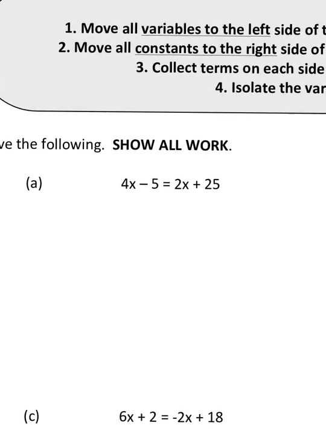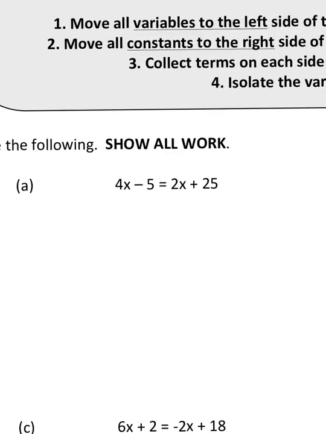So let's try this first one here. I want to get my variables to the left and my constants to the right. So I'm going to leave my 4x here because it's on the left, and I want to bring this 2x over. If things cross over that equal sign, we want to make sure it changes signs. So there's my negative 2x. It was positive on the right, now it's negative on the left. Remember opposite operations. And now I'm going to take my negative 5 and move it to the right.